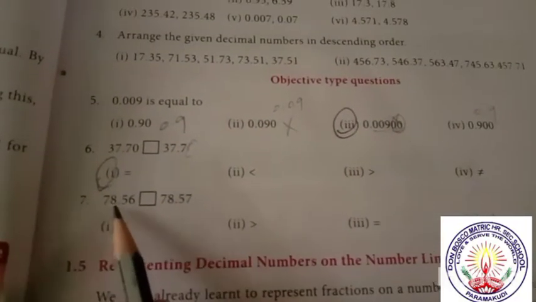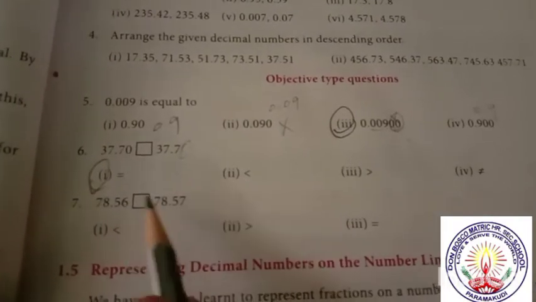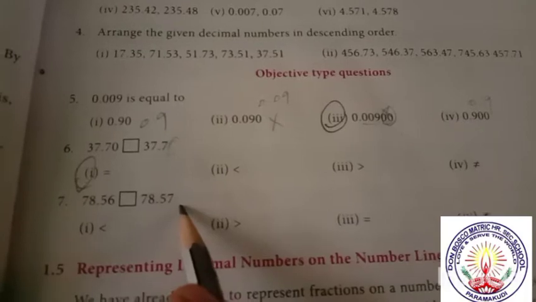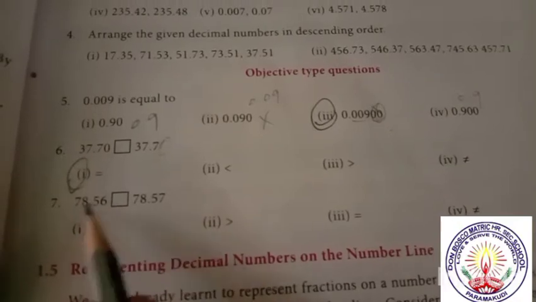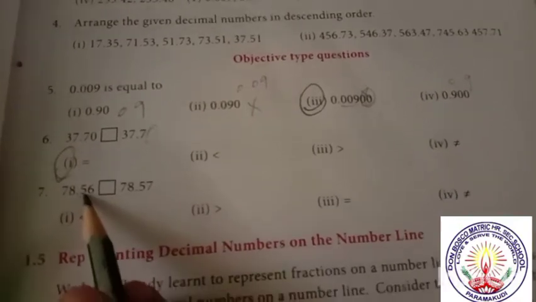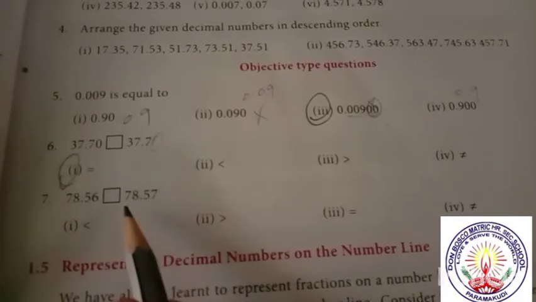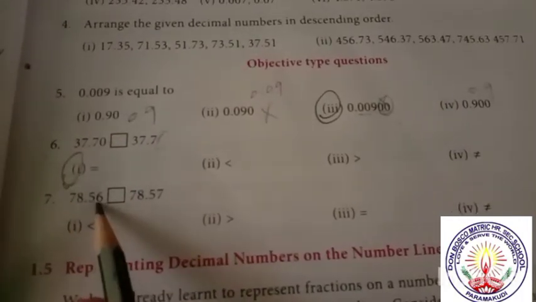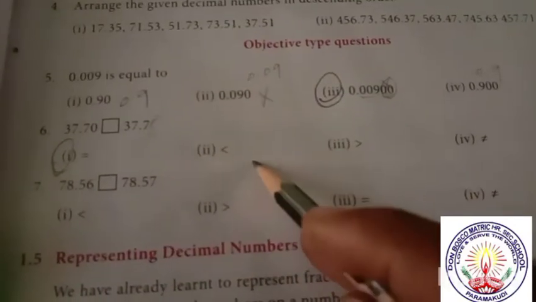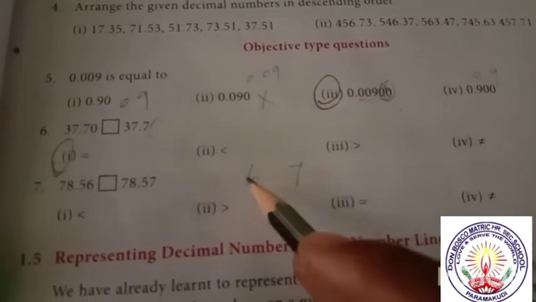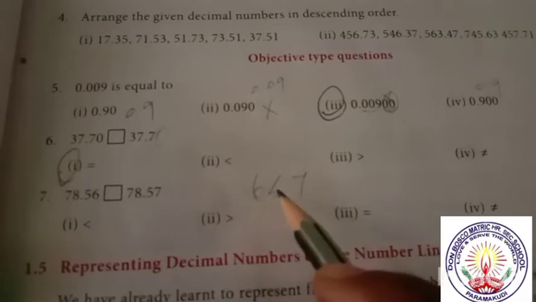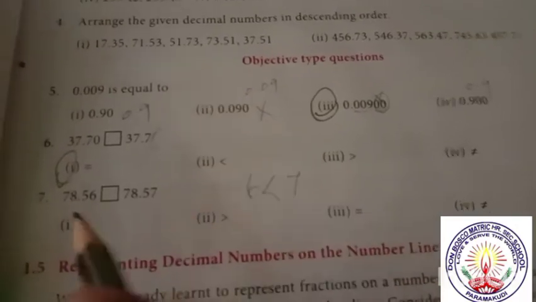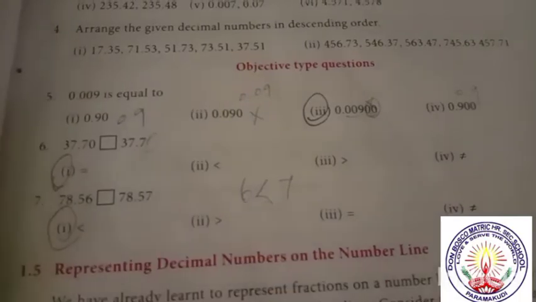Seventh one, 78.56 and 78.57. First of all, you compare the whole numbers. 78 and 78, same. Next, you consider the tenths place, also same. Next, you compare the hundredths place: first one 6, second one 7. 6 is less than 7. So which symbol? Less than. Okay.